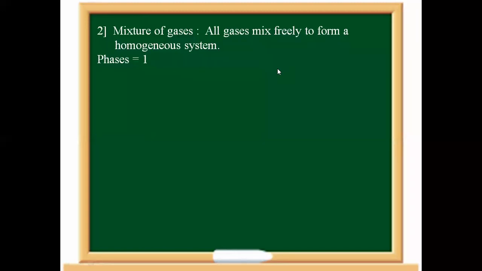Okay, so whenever gases come, like oxygen plus nitrogen, and H2 plus O2 gives H2O, which is water vapor, remember it is one phase, the number of phases is just 1. Let's see another example.